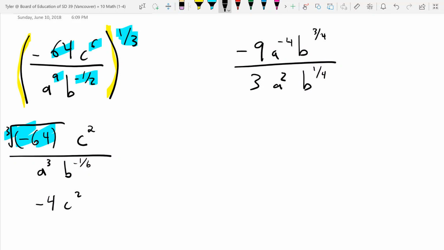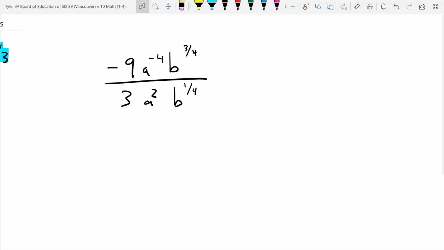C squared didn't change. I'm actually going to move the B up to the top, so it becomes 1/6. Okay, or you could write it as 6th root B, whatever you prefer, all divided by A cubed. And then that's it. That one is simplified. Yeah, there's nothing else to do because there's no like terms or anything.